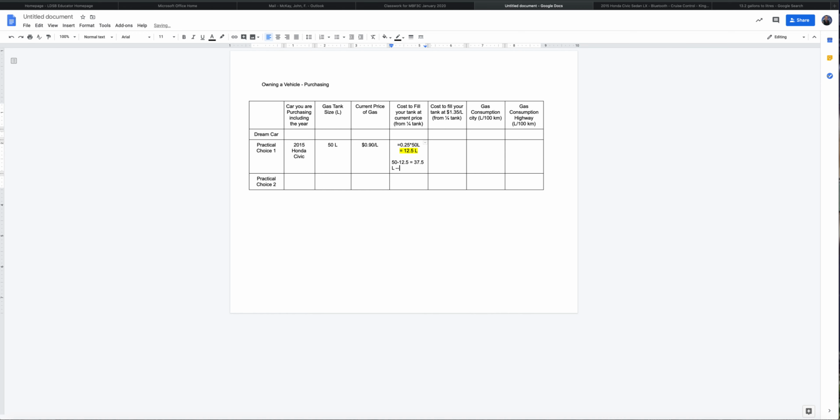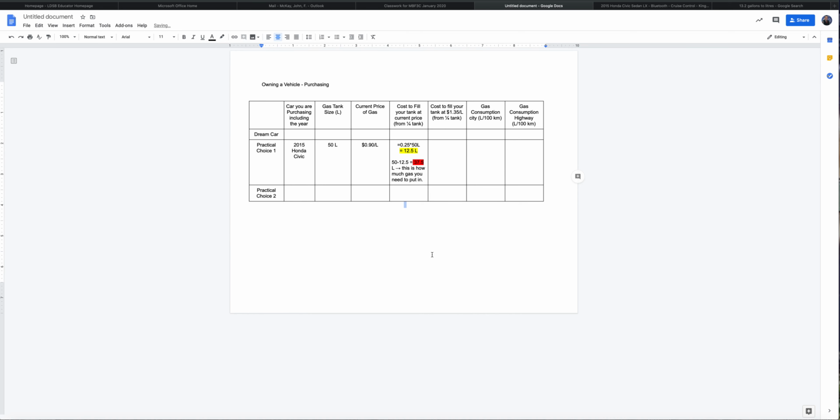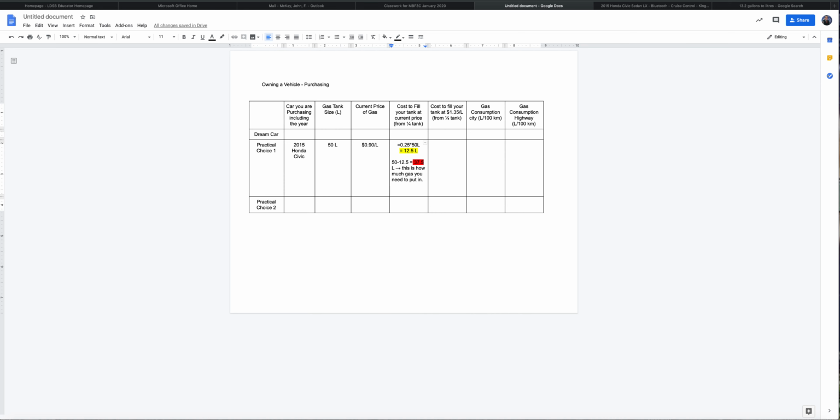This is how much gas you need to put in when you go to the pump. Now, one more step. This is the amount of gas that we're going to put in our gas tank. It's 37.5 liters. Now, what you need to do is take the amount of gas that you need, 37.5 liters, and multiply that by the price of gas.